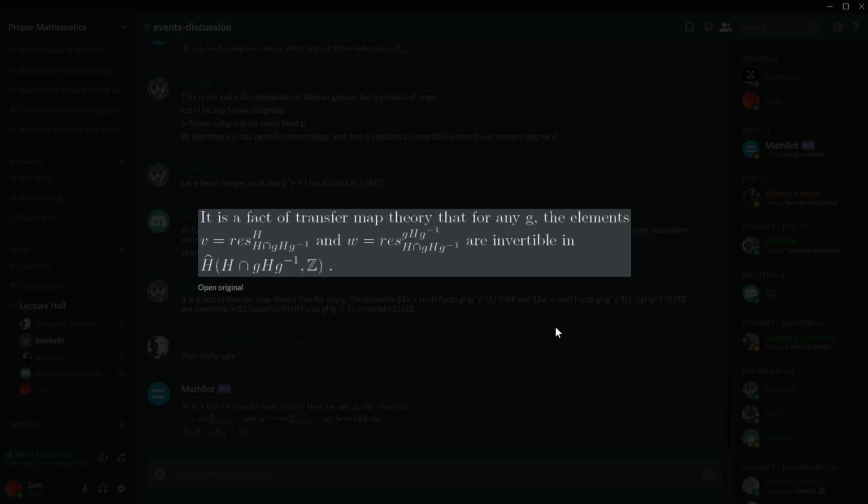By res, I mean the restriction map from the intersection of H with G to the -1 into the Tate cohomology of H. These elements are invertible in the Tate cohomology of H cap G to the -1. I don't want to do transfer maps.